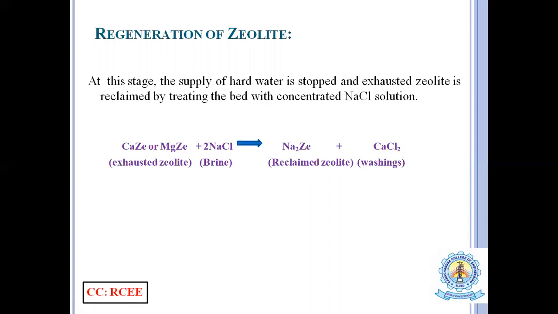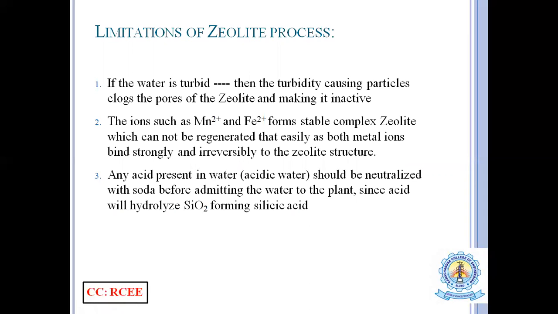So this is the zeolite process, how we treat hard water, and now the limitations of the zeolite process. Why? Because if you carefully observe, the zeolite bed exchanges only calcium and magnesium ions, not other ions such as manganese or iron ions. So if the hard water contains Mn2+ ions or Fe2+ ions, they may not be exchanged by the zeolite. So that is one exception.